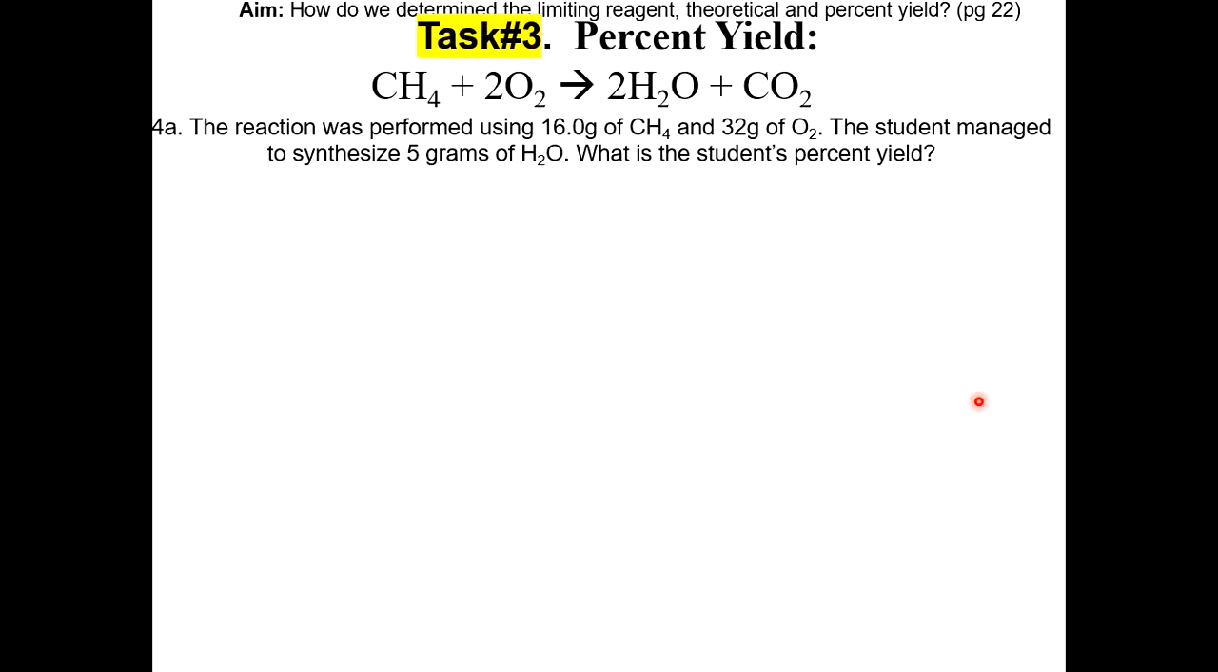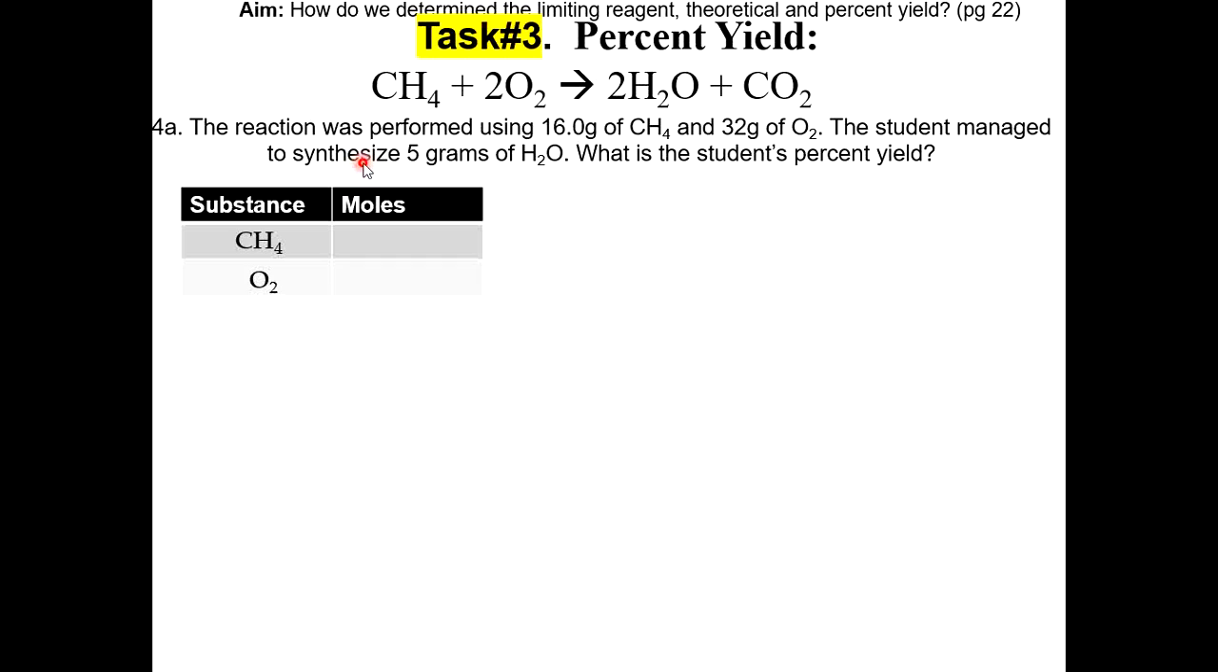So now we're going to include percent yield in our calculations. In question 4a, the reaction was performed using 16 grams of CH4 and 32 grams of O2. The student managed to synthesize 5 grams of H2O. What is the student's percent yield? So the first step is to figure out the limiting reagent. The next step is to figure out the theoretical yield based off the limiting reagent. And then you can calculate the percent yield, which is the actual yield over the theoretical times 100.